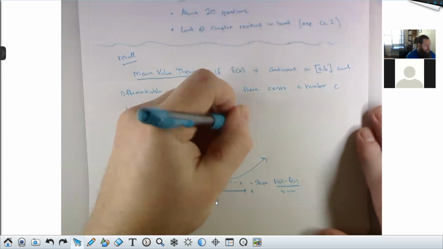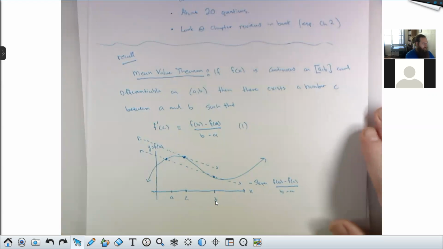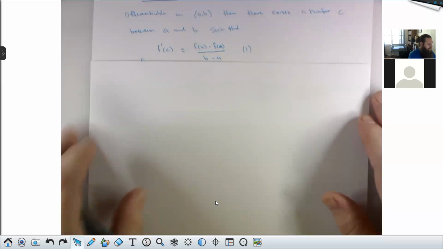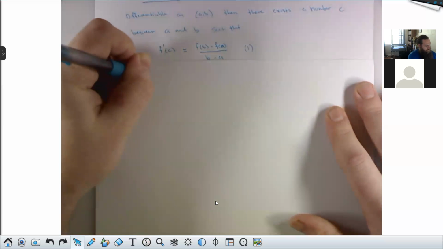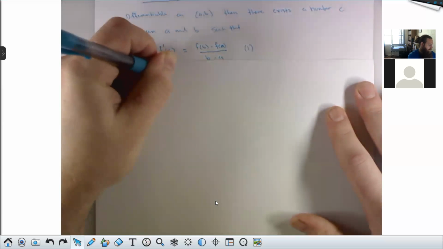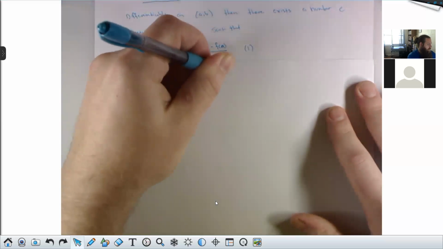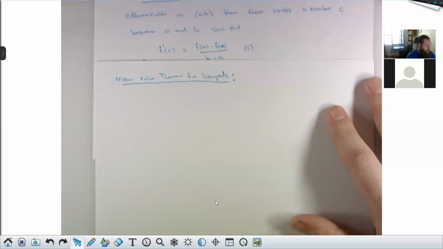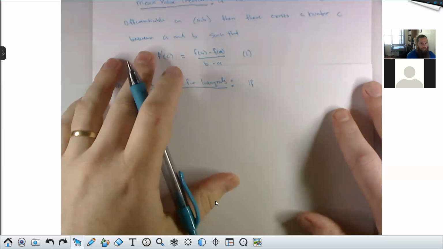So we call this equation right here equation 1. F prime of C equals f of B minus f of A over B minus A. We call that equation 1. The second version of the mean value theorem, I'm going to cover up the picture for this. It's called the mean value theorem for integrals. And it too has multiple interpretations, but I'm not going to go too deep into that. What I want to play around with are the hypotheses and the outputs from the theorem and see if we can connect them to each other.